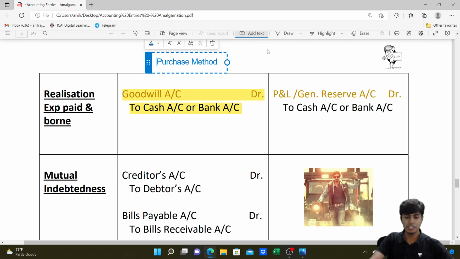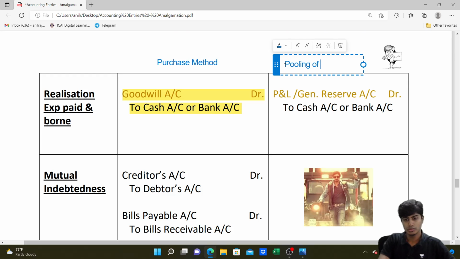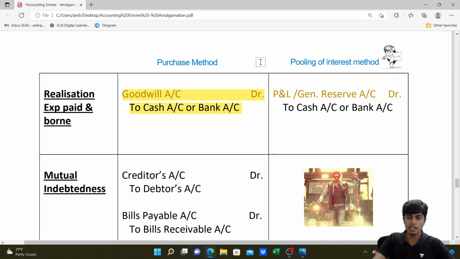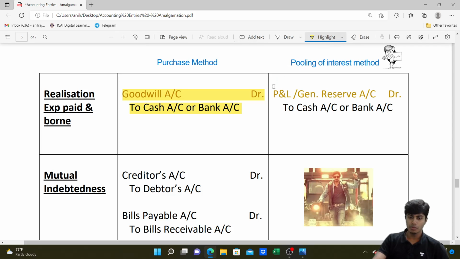The first one is purchase method, and under the next one we do pooling of interest method. Pooling of interest method is when it is amalgamation in the nature of merger, and this is purchase. Here we write goodwill account debit to cash because we don't get anything in return, but we are still incurring expense. However, if it is pooling of interest method, we cannot be using goodwill or capital reserve account. It will be debited to reserves. So we'll write P&L account or general reserve account debit, and the credit will be given to cash or bank.